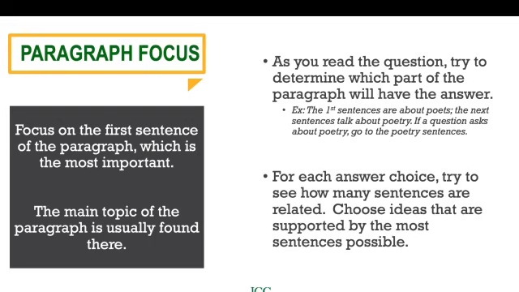So as you read a question on your Accuplacer, try to determine which part of the paragraph will have the answer. For example, perhaps the first sentences are about poets and the next sentences talk about poetry. If a question asks about poetry, you're going to want to go to the poetry sentences. And for each answer choice, try to see how many sentences are related. Choose ideas that are supported by the most sentences possible.